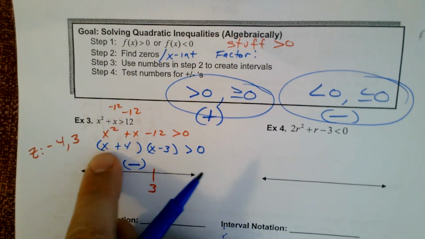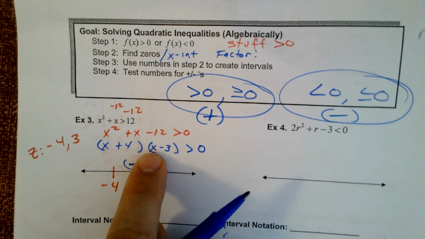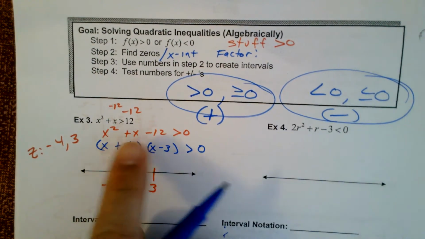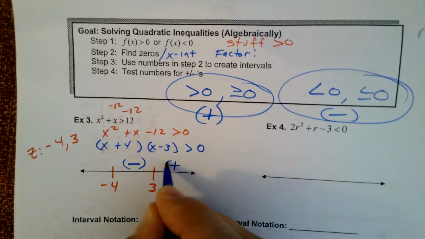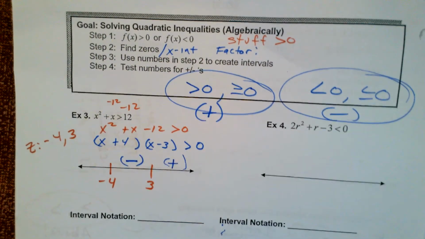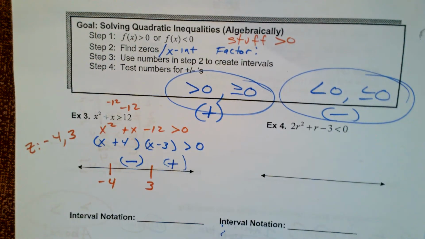Okay, plug in 4. 4 plus 4 is 8. 4 minus 3 is 1, and I would get 8 times 1 is a positive 8. That's a positive region. So if I pick any number over there, it's going to give me a positive.